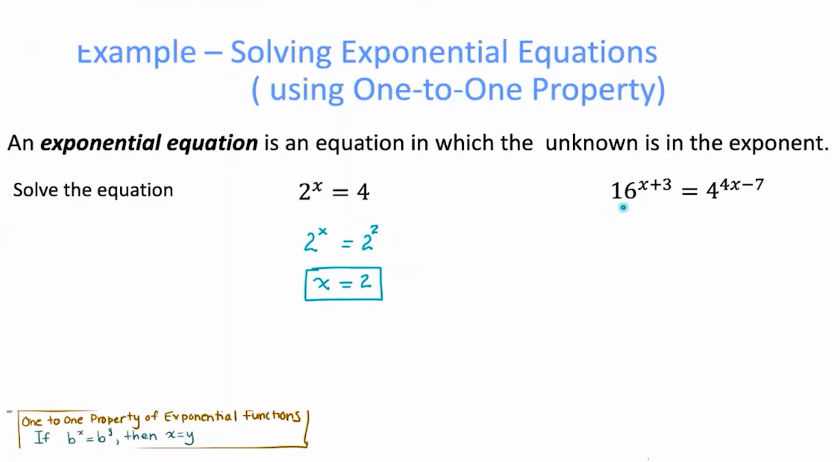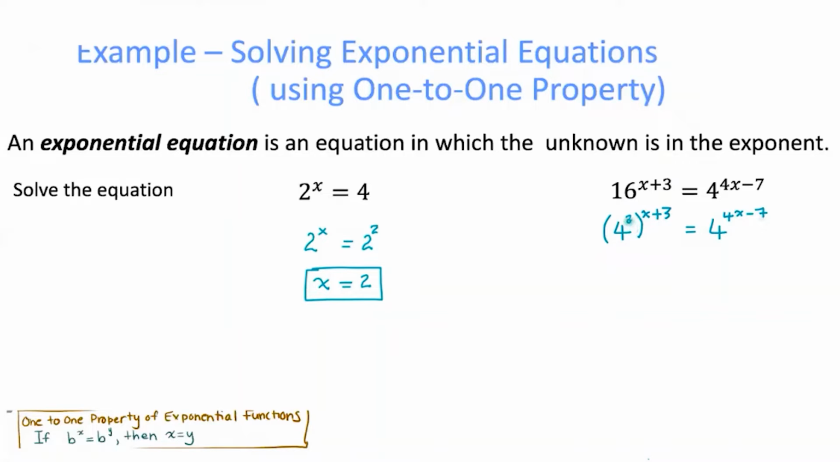My base here is 16 and I have a base of 4 here. To use the one-to-one property, if we get the bases on both sides to be the same, then we can equate the powers. So we can write 16 as 4 squared. So 16 becomes 4 squared, and all of that is still raised to this exponent, x plus 3. And that is equal to 4 raised to the 4x minus 7th power.